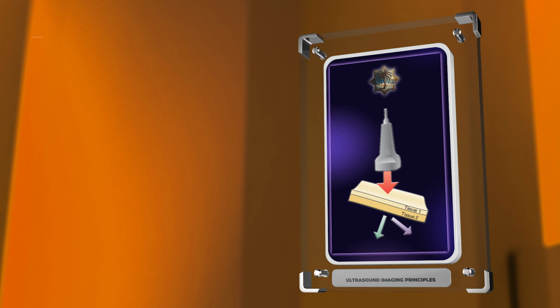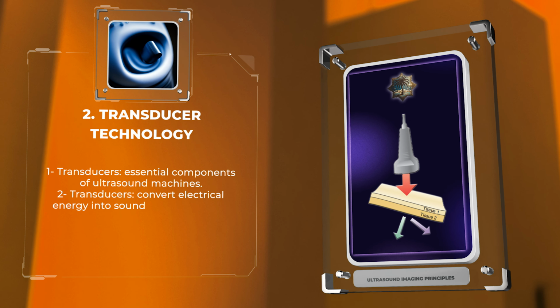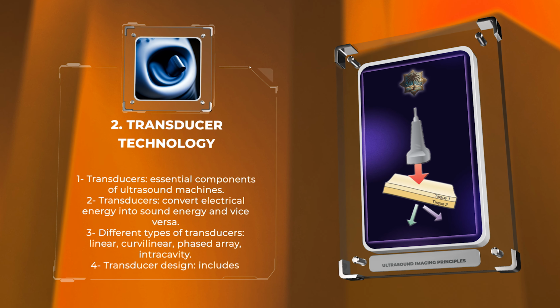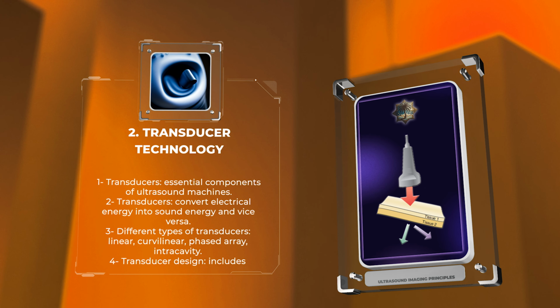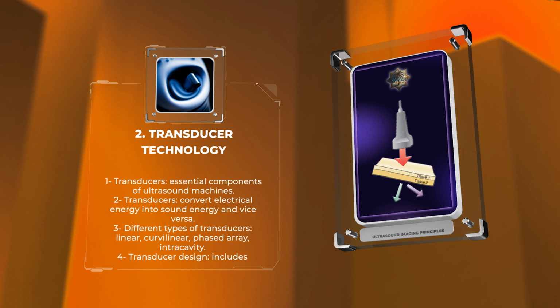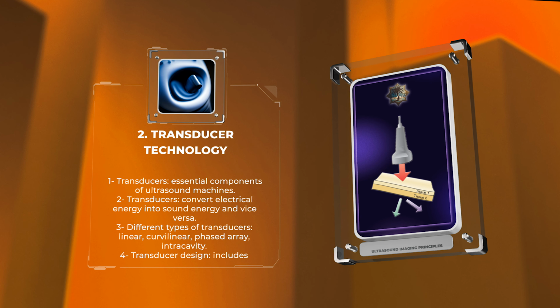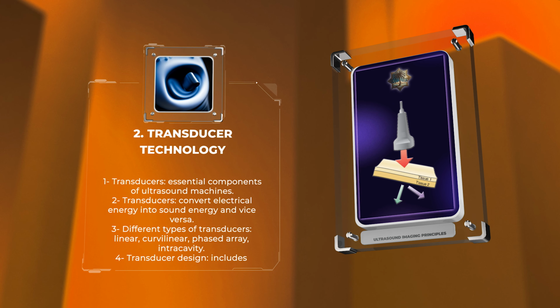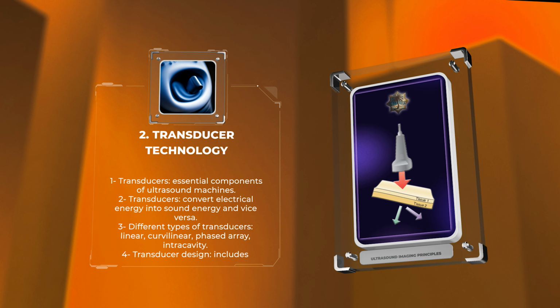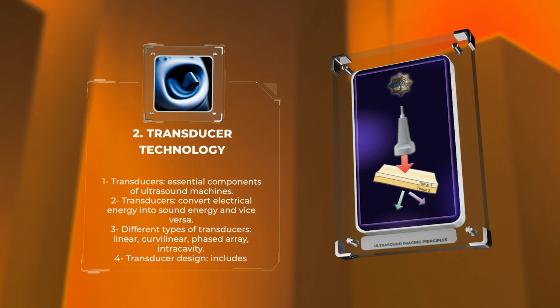Transducers are the essential components of ultrasound machines that convert electrical energy into sound energy and vice versa. Different types of transducers, such as linear, curvilinear, phased array, and intracavity transducers, are used for different imaging purposes. We will explore the technical aspects of transducer design, including the number of elements, frequency ranges, and focusing capabilities.